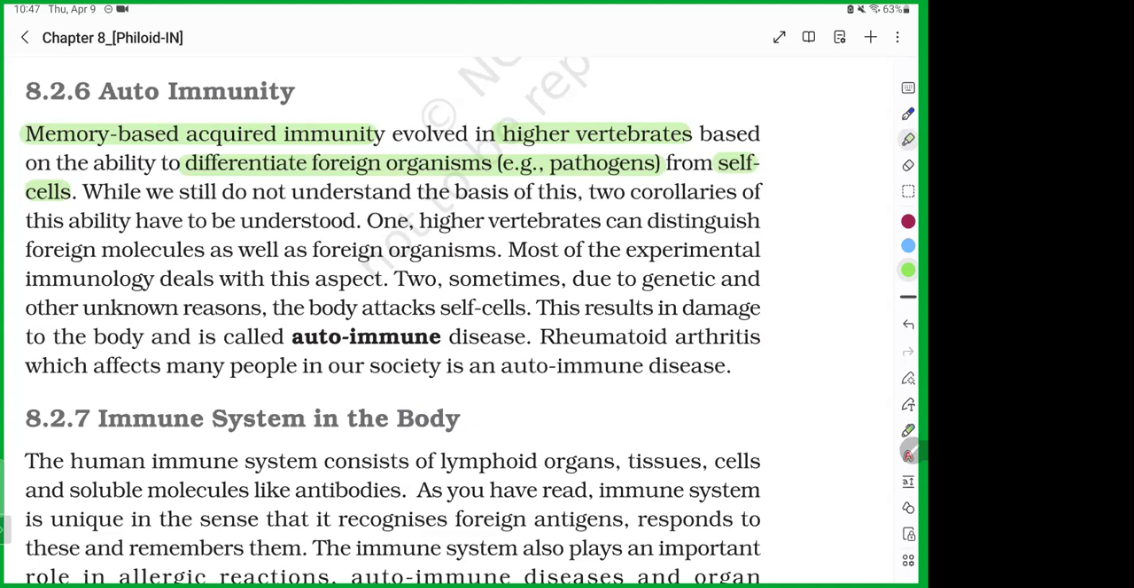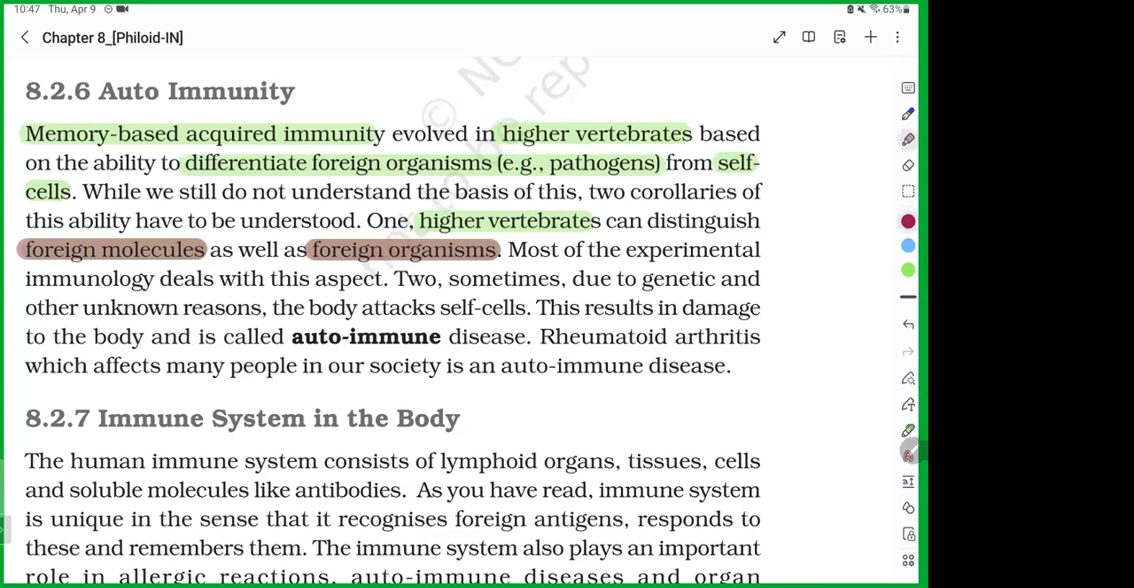Correct? Higher vertebrates can do this properly. They can distinguish what is the foreign body, what is the foreign organism. Correct? They can distinguish both, because a foreign organism is a different thing. For example, bacteria is a foreign organism, but food we are eating is a foreign molecule. So our body is not destroying food, but it is destroying bacteria. Correct? So higher vertebrates are able to differentiate what is a foreign molecule and what is a foreign organism.